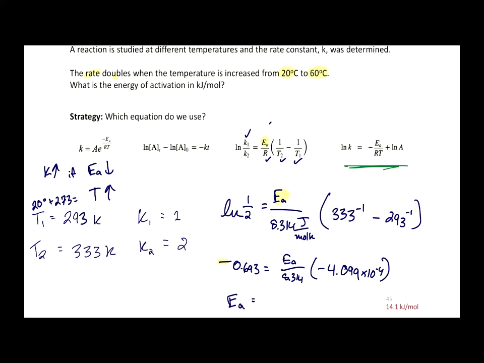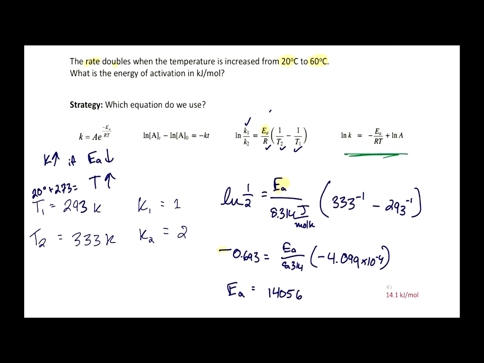So I get an activation energy of 14056. Based upon this unit of R, that tells us what the unit of activation energy is. It's not a kilojoule, it's actually a joule per mole. But this question is asking for the activation energy in kilojoules per mole, so just take one step further, divide by 1,000 to get 14.1 kilojoules per mole.